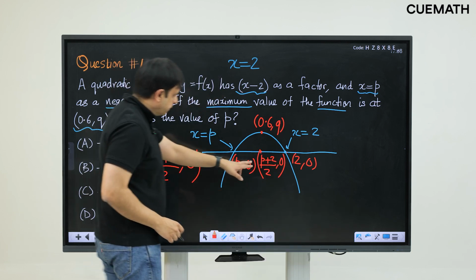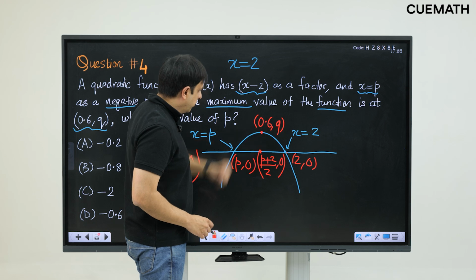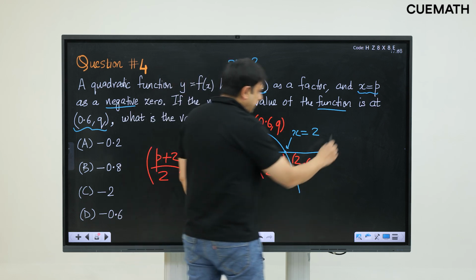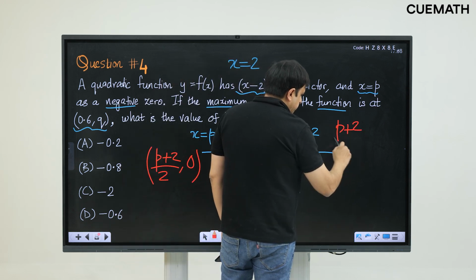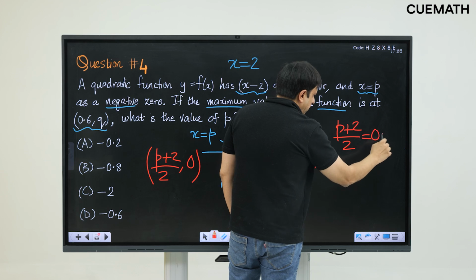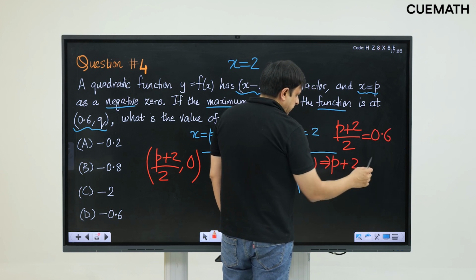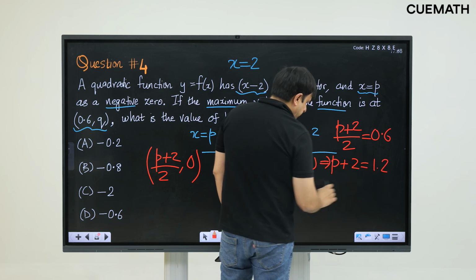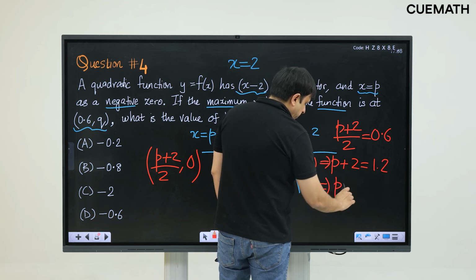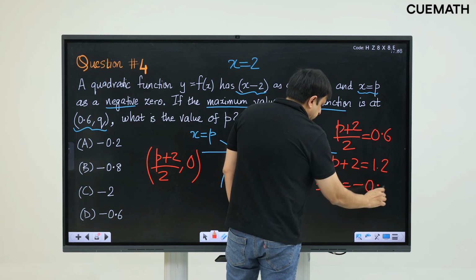So, this means that this point's x coordinate and 0.6 should be equal. So, p plus 2 by 2 should be equal to 0.6, or p plus 2 should be equal to 1.2, or p should be equal to 1.2 minus 2, which is minus 0.8.